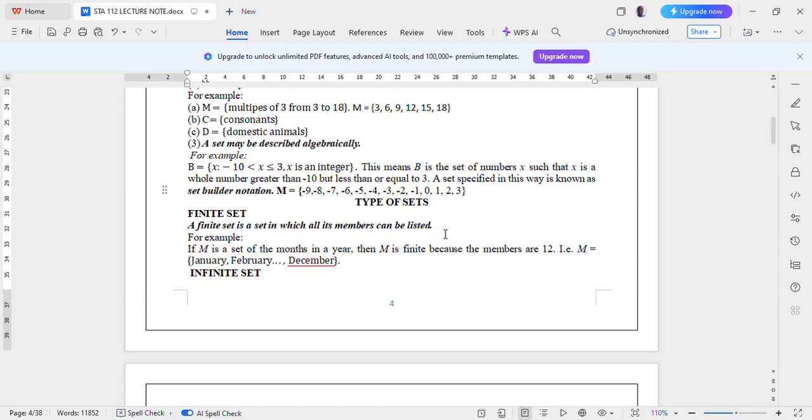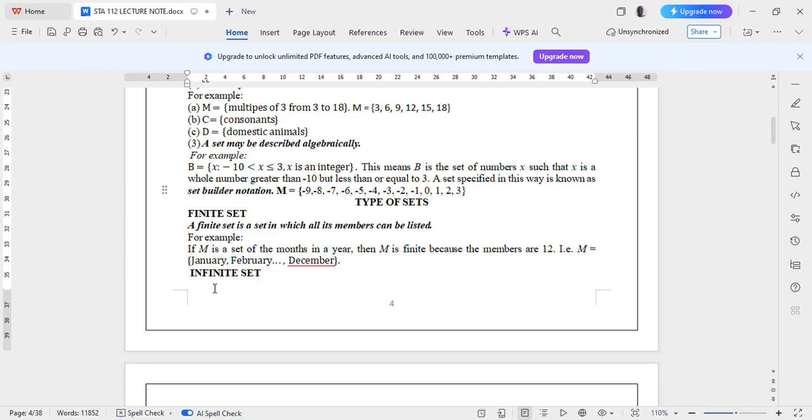Types of set. Now, types of set, we have the finite set. That's the first one, finite set. What's a finite set? It's a set in which all its members or elements can be listed. All the elements or the members can be listed. Look at this set M now. Is it a finite or infinite set? Of course, it's a finite set because we can list all the members of the set. So it is a finite set.